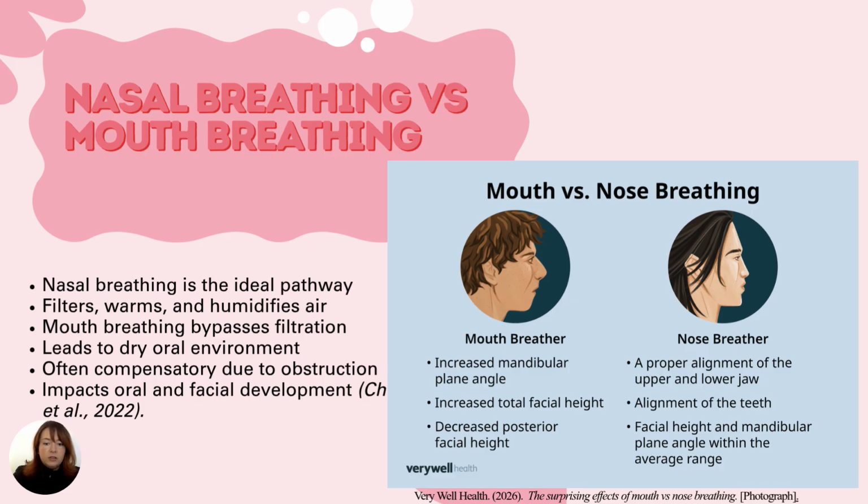And then on the right we have the nose breather. You can see there's proper alignment of the upper and lower jaw. There's no real pushing back here of the jaw. It is nice and straight. There's alignment of the teeth, because we will also be going over occlusion and how the different arches sit together, so we can see different classes of occlusion. And the facial height and mandibular plane angle are within the average range.